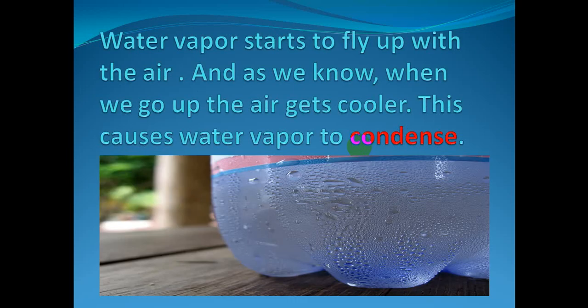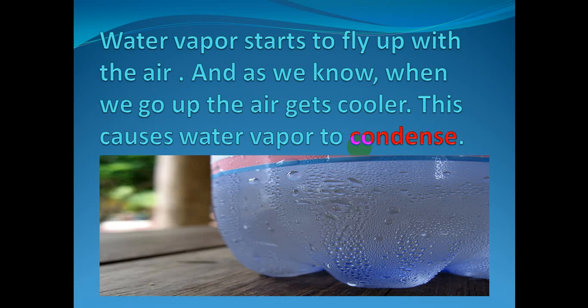The next step in the water cycle is condensation. What's going on during condensation? The water vapor, which is a gas, starts to fly up with the air. And as we know, when we go up, the air gets cooler. This causes water vapor to condense, or turn into drops of water again.